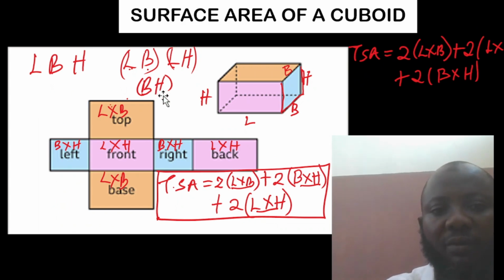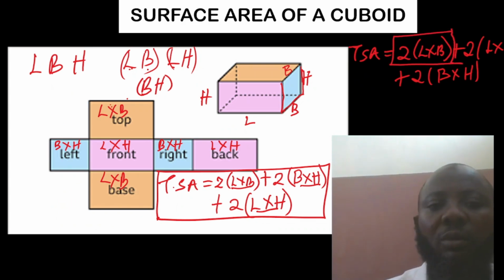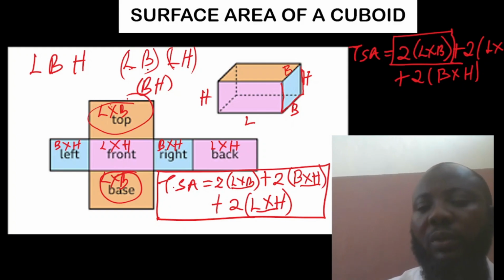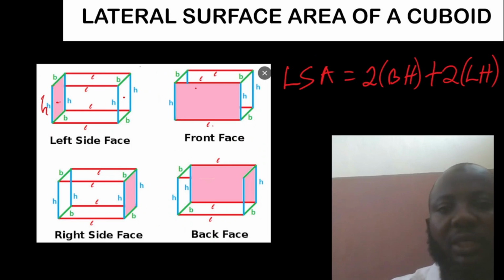So we are not going to have length and breadth, just like the first one. The only one that will be out is the first one, which is the bottom and the top. The bottom and the top will be out, and the others will be there. So that is how you're going to do this. I hope this is clear. So let's look at an example.